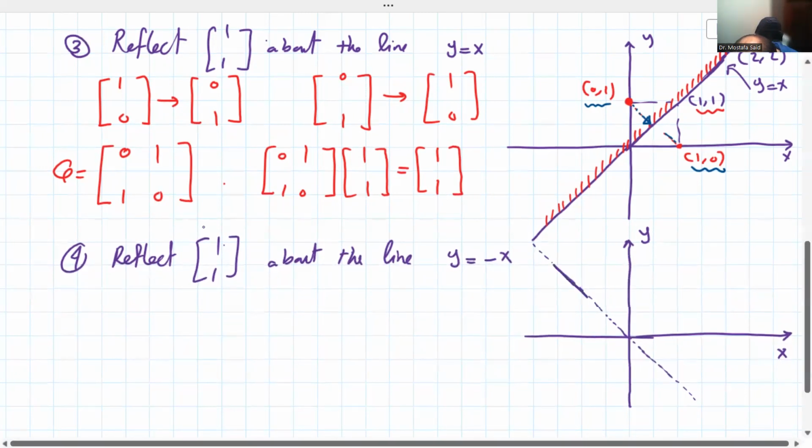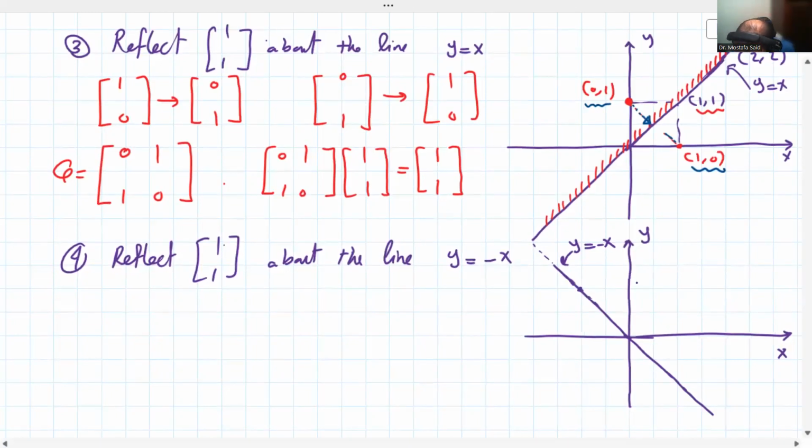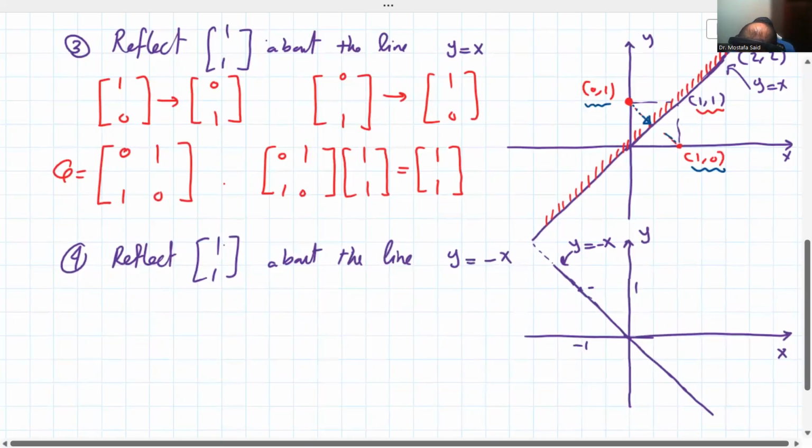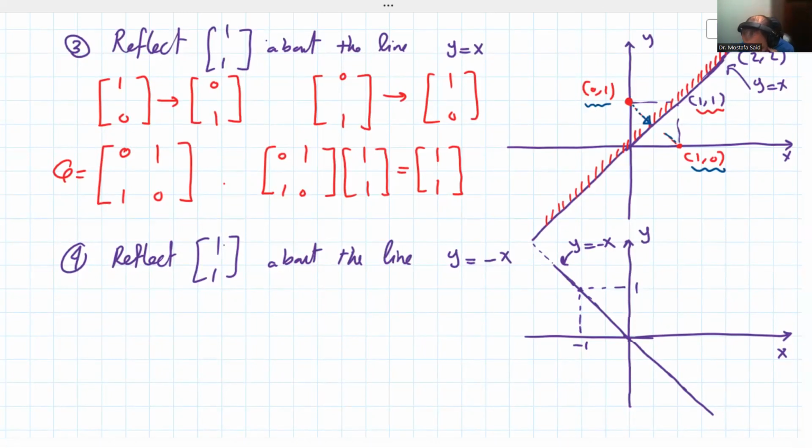That line here is y equal to minus x. So, for example, if y is 1, x is minus 1. If y is 2, x is minus 2, and so on. Okay. That's the y equal to minus x line. Now, let's do the reflection.